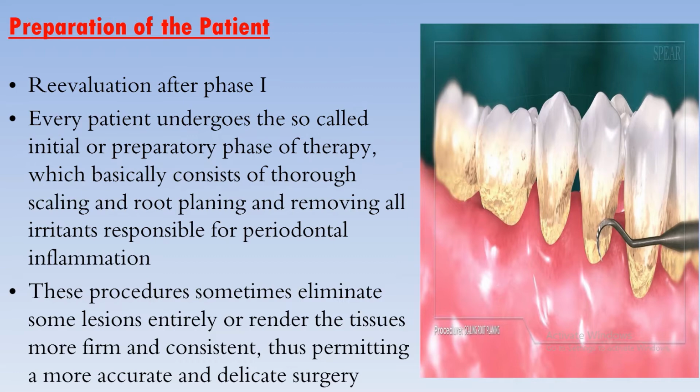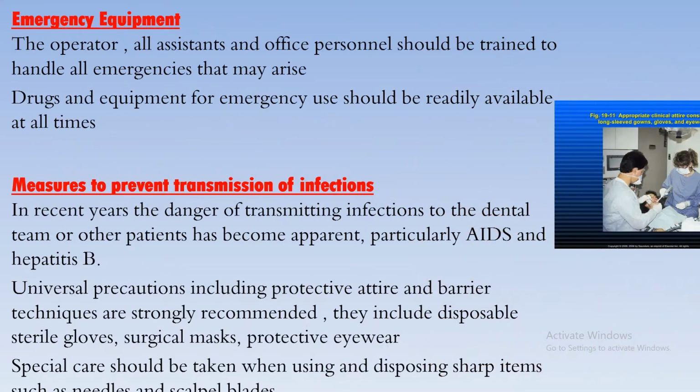Patient preparation: we said re-evaluation after phase 1. We check if the root planing was good, removed all irritant factors, and left a smooth root surface. If root planing has failed and we can't reach the base of the pocket, then we can open and see. We do preparation before any surgical treatment.